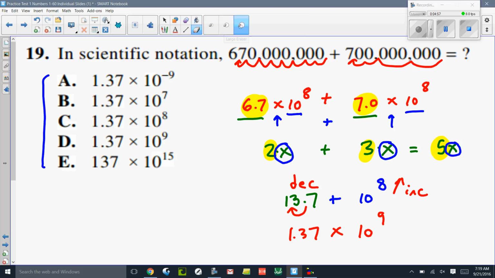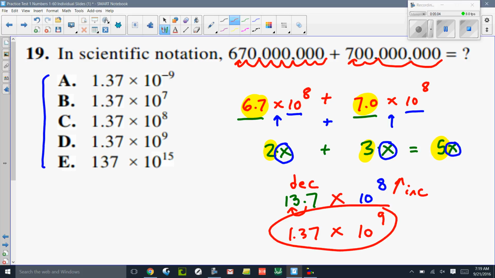I just noticed that right here, this should be multiplication. 1.37 times 10 to the 9th, D.